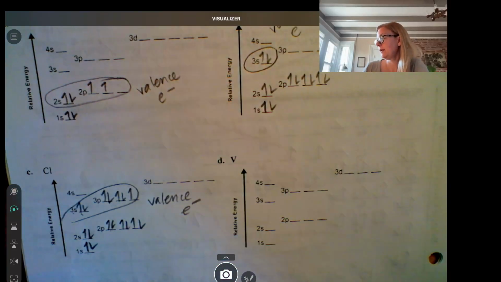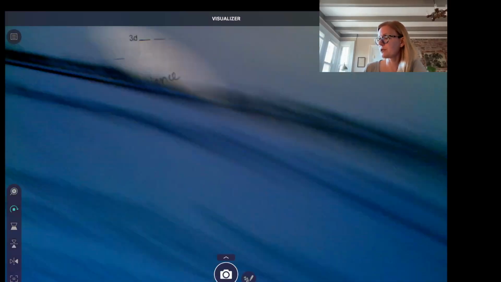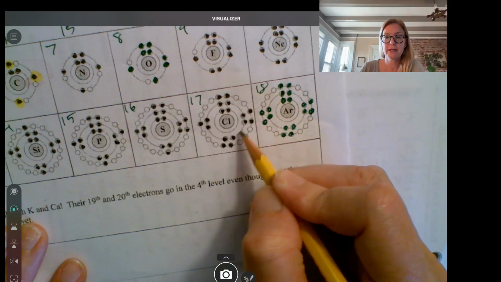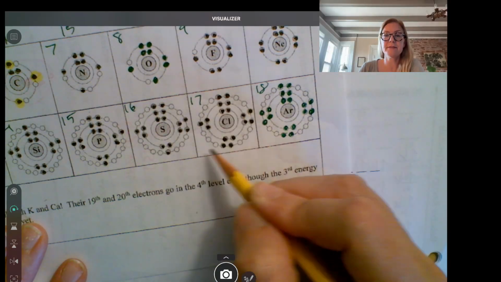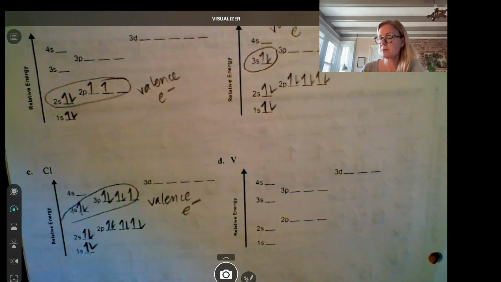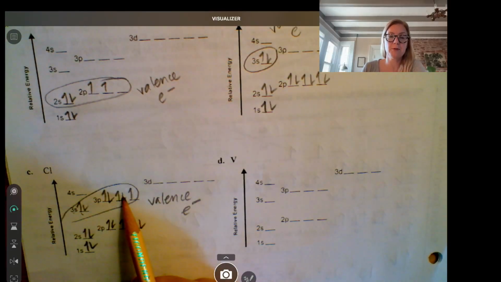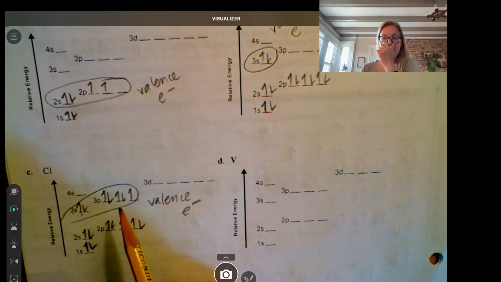Okay. And as you can see, if we were to draw the more simplistic Bohr model, we have 2 electrons in the first level, 8 in the second level, and 7 in the third level. Okay, so in that third level, the valence electrons, 2 of them are in 3s and 5 of them are in 3p, for a total of 7.